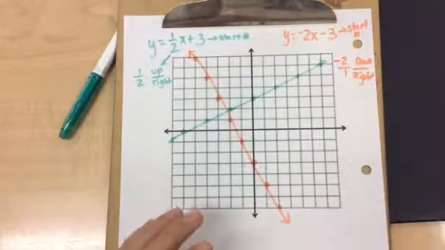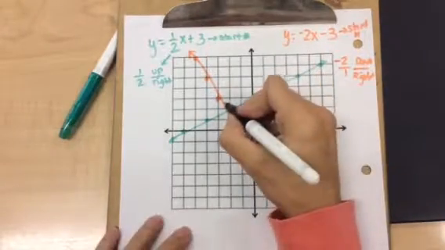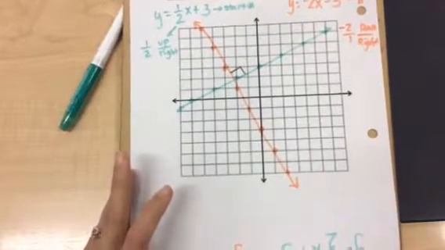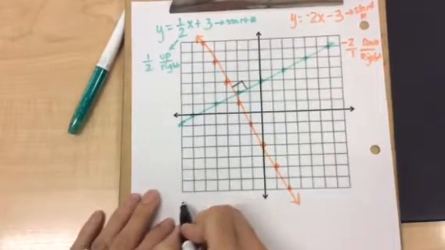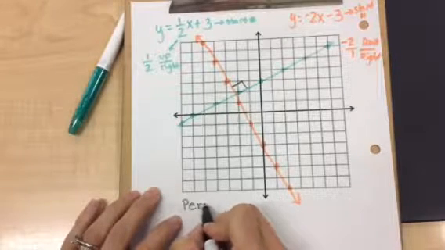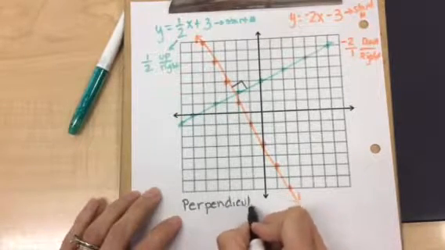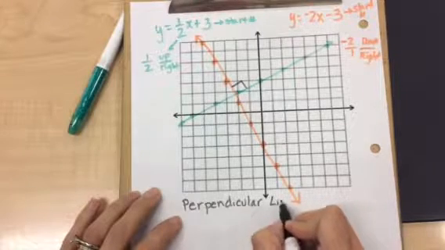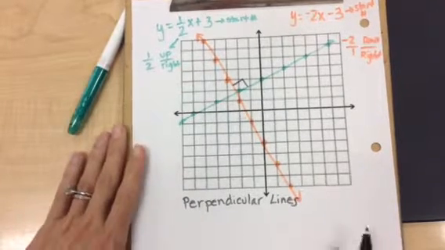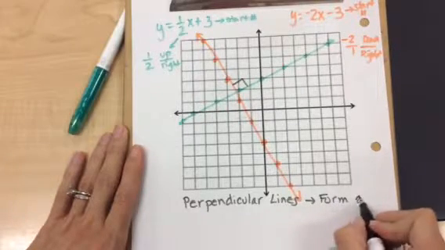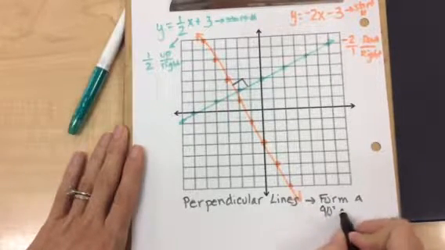If you look, your lines intersect to form a 90-degree angle. When your lines intersect to form a 90-degree angle, that means they are perpendicular. So perpendicular lines form a 90-degree angle.